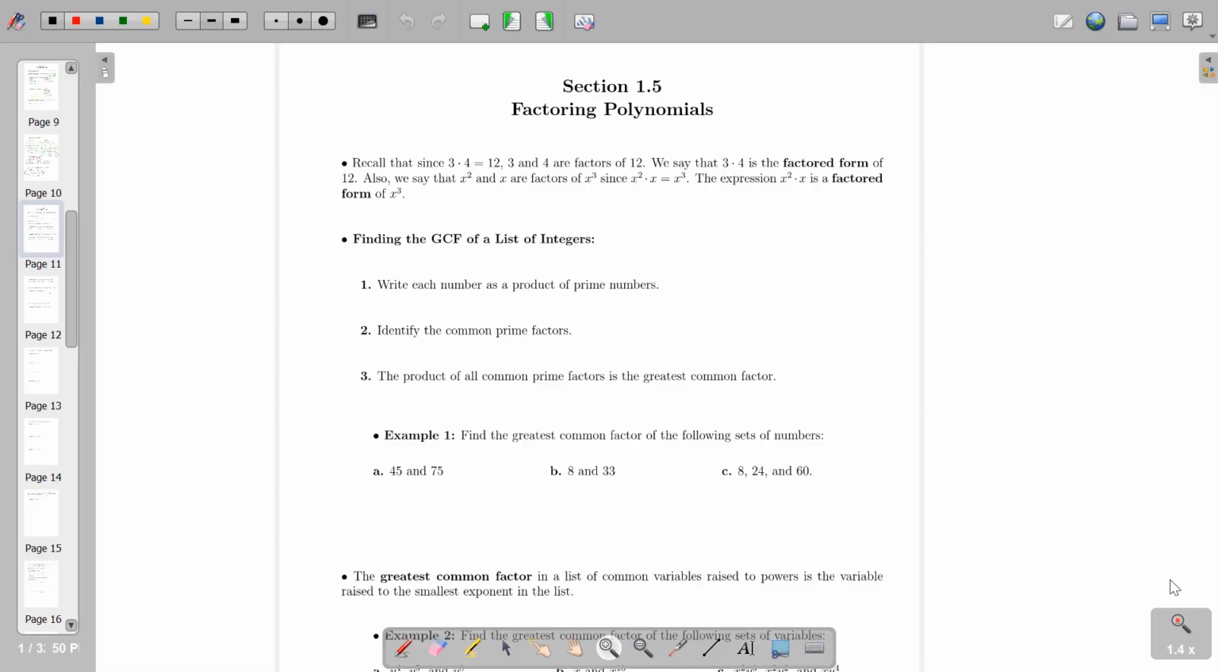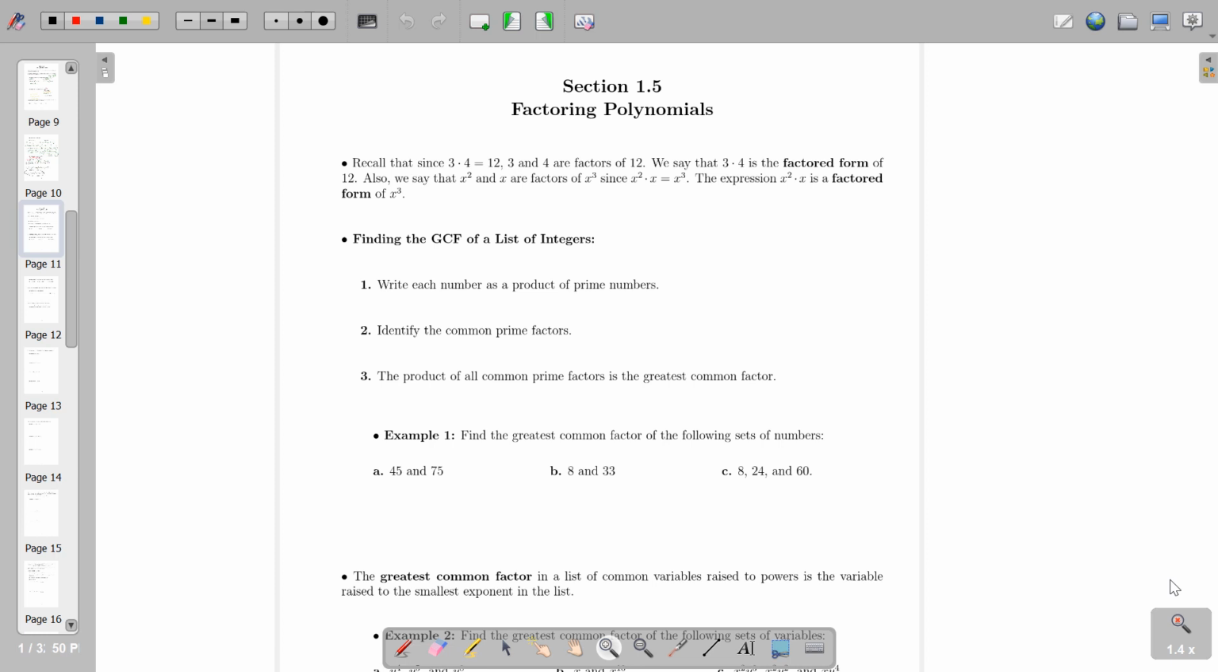In this video, we're going to talk about factoring polynomials. Essentially, where we're going with this is doing the reverse of what we learned when we were talking about multiplying polynomials. Factoring would be just undoing that multiplication process. But before we get too far into it, let's start with some basics.